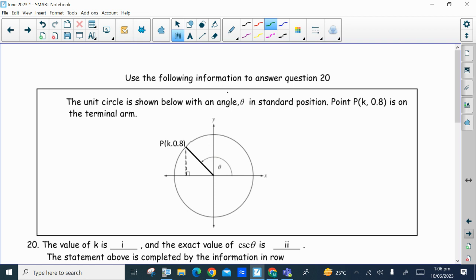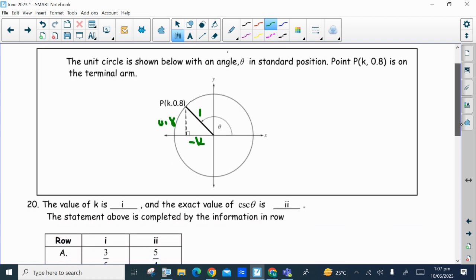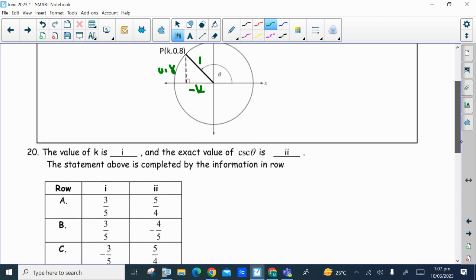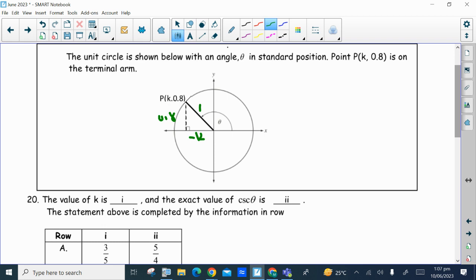Unit circle shown below with an angle theta in standard position, the point k, comma, 0.8, which means you're going to go k units to the left, 0.8 up. And because it's a unit circle, remember that means the radius is 1. What is the value of k, as well as what is the cosecant of theta?